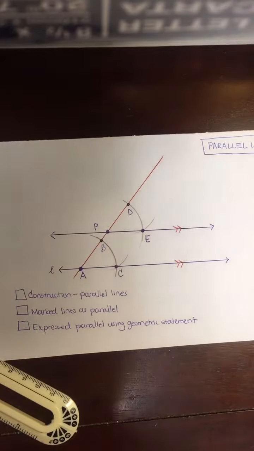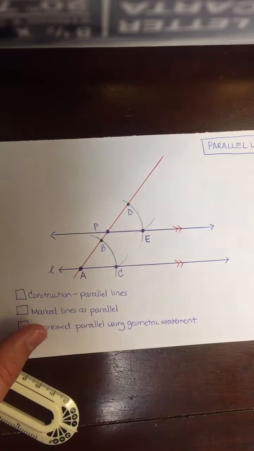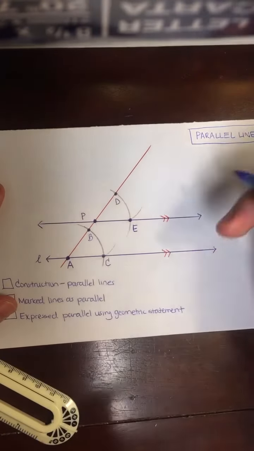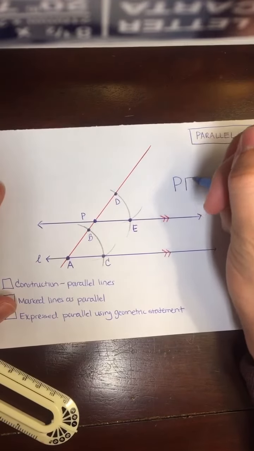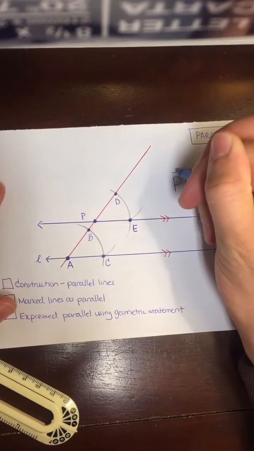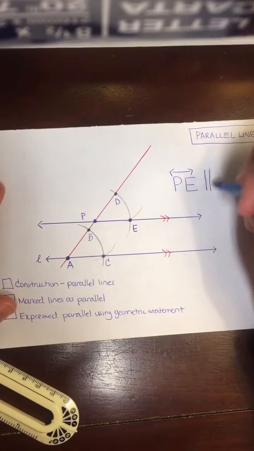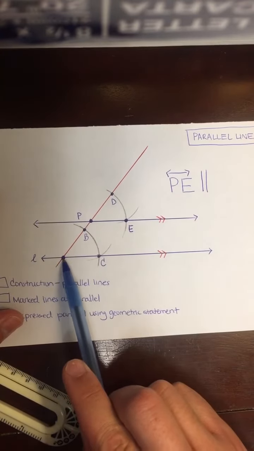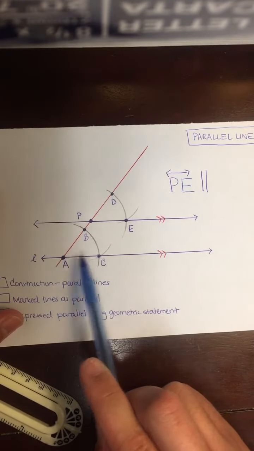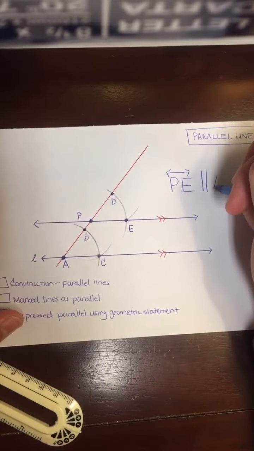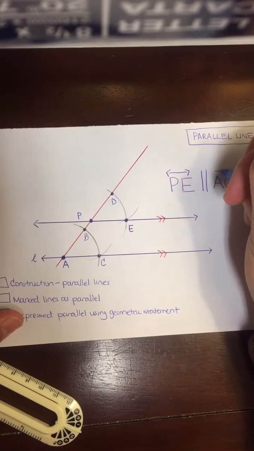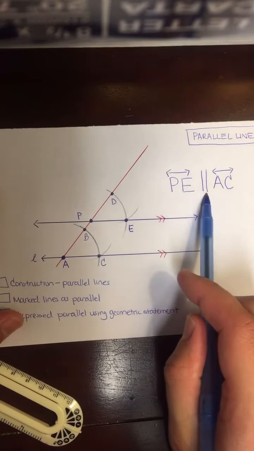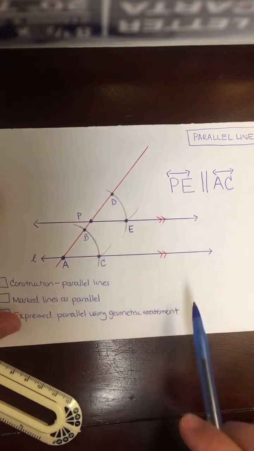They're parallel. And the way that we write our geometric sentence now is that we say this line up above, which can be expressed as line PE, is parallel to, so there's that symbol for is parallel to, the line down below, which can be named as line AC. So line PE is parallel to line AC.